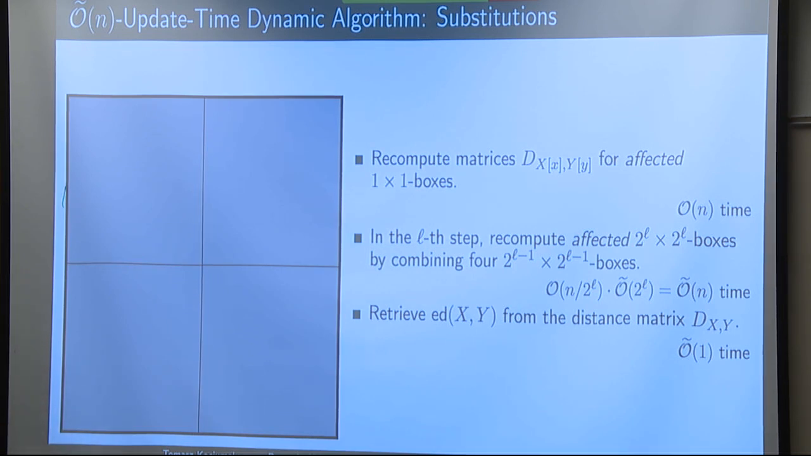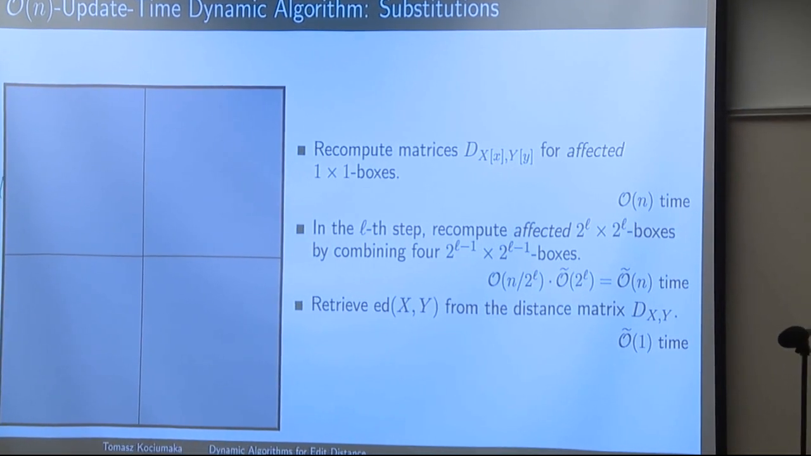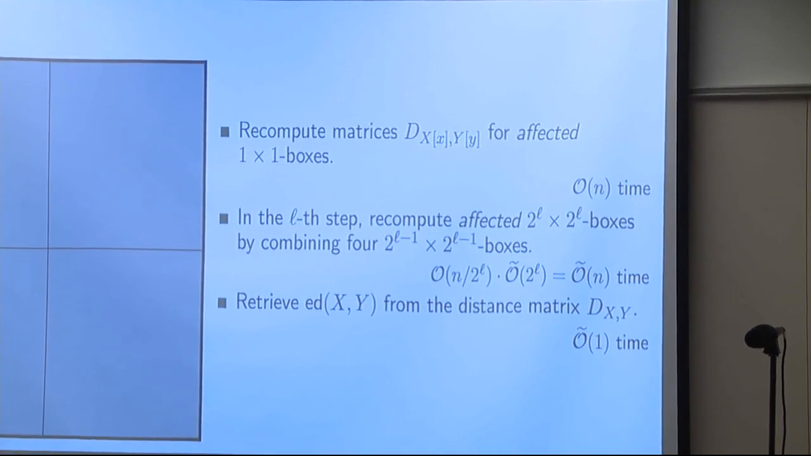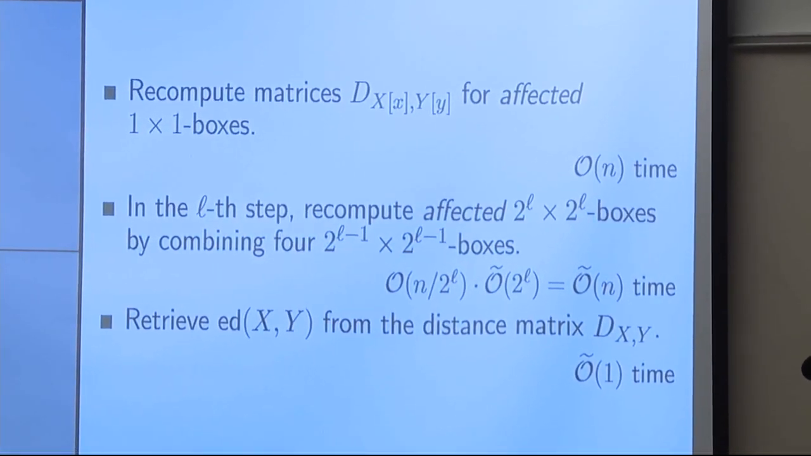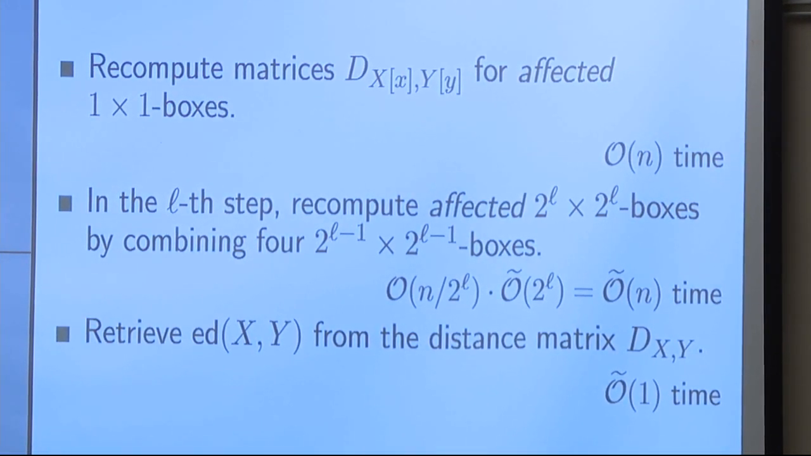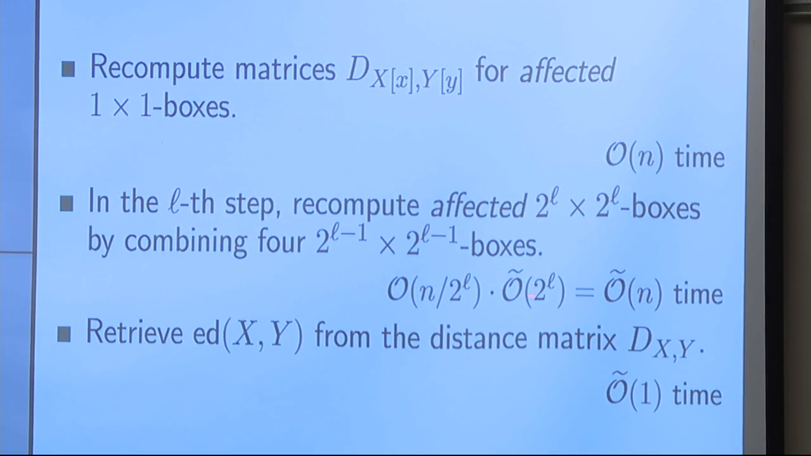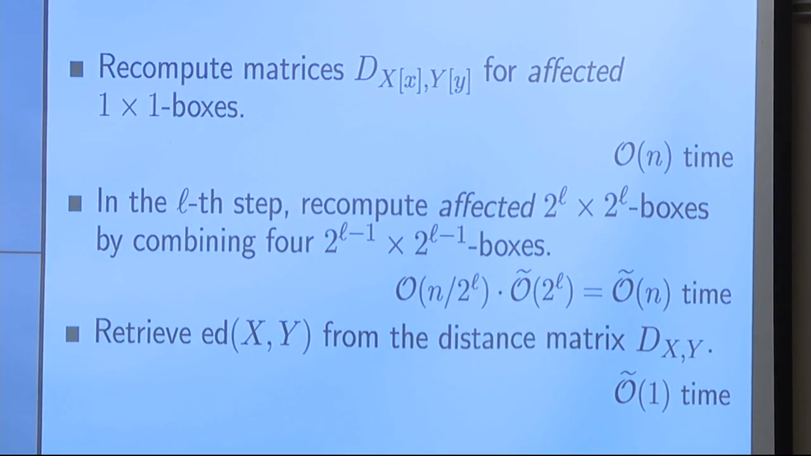And now, for every 1 by 1 box, we pay constant time, so it's linear in total. While for every scale L, again, we just compute the distance matrix from the 4 smaller pieces. We don't use the previous distance matrix for this scale. We just forget about it. But this is cheap enough. So we have n over 2 to the L affected boxes of this scale. And for each of them, we pay 2 to the L up to the log factors I'm hiding.